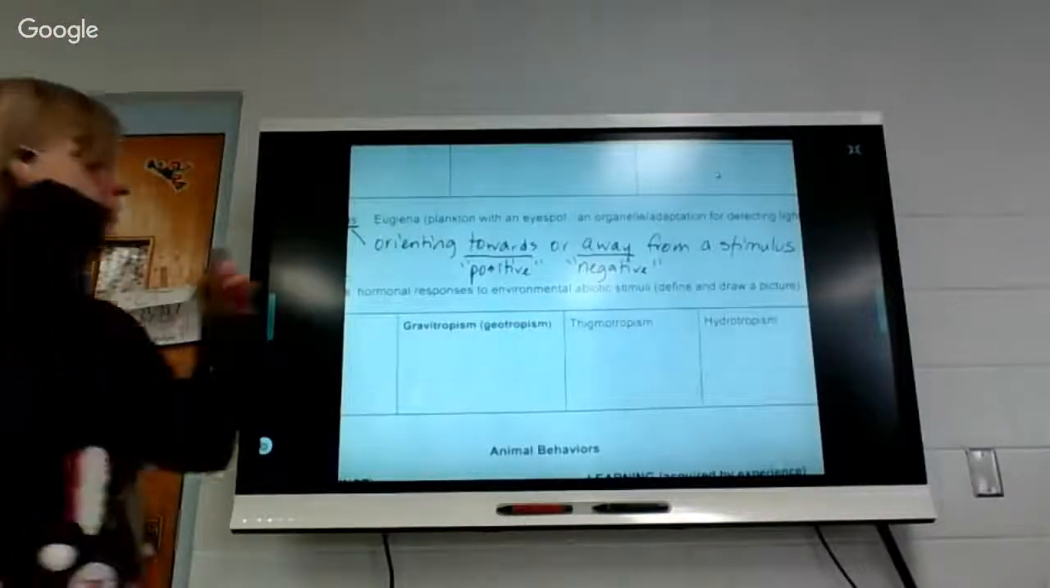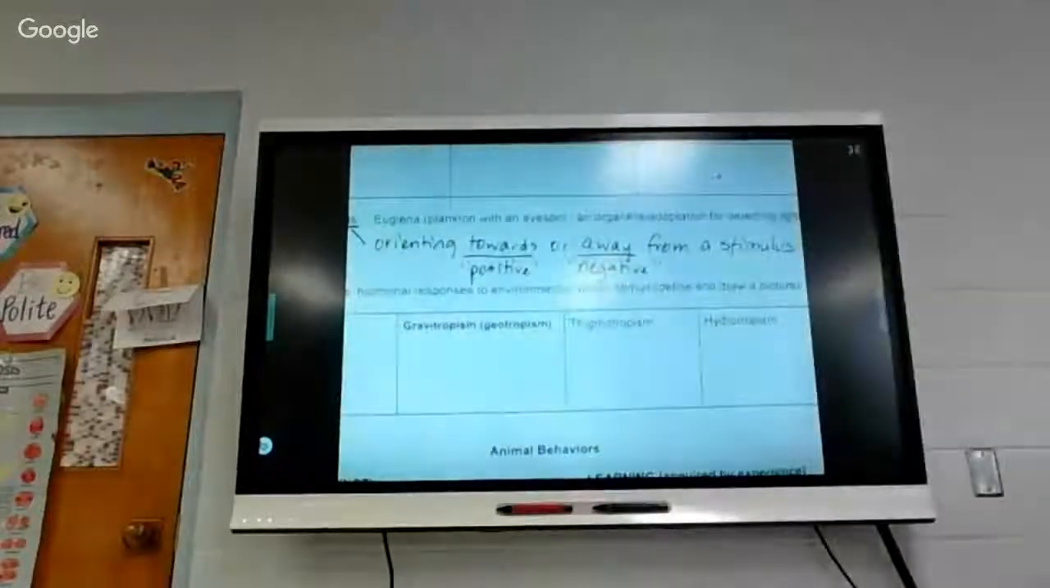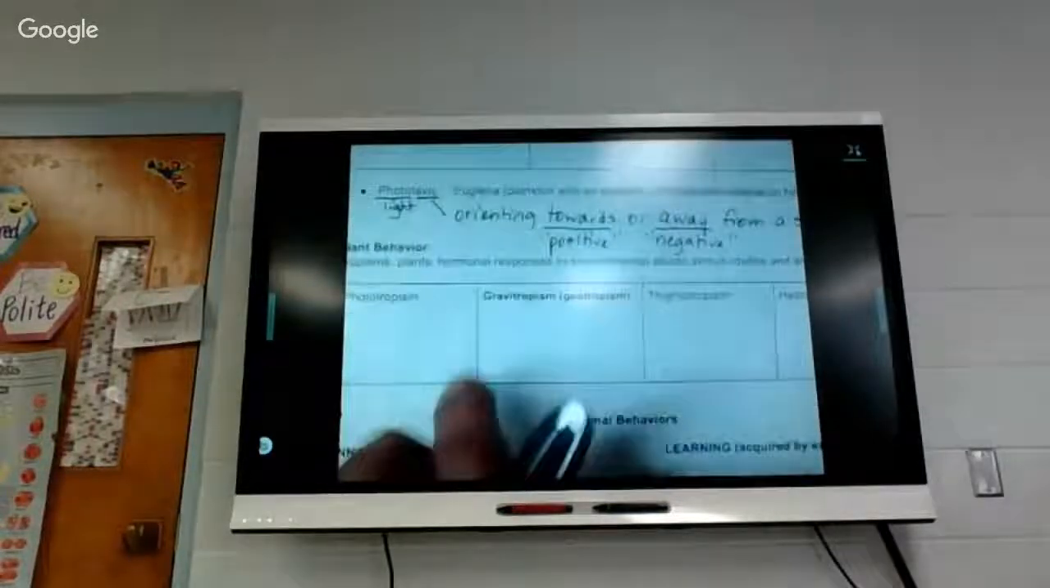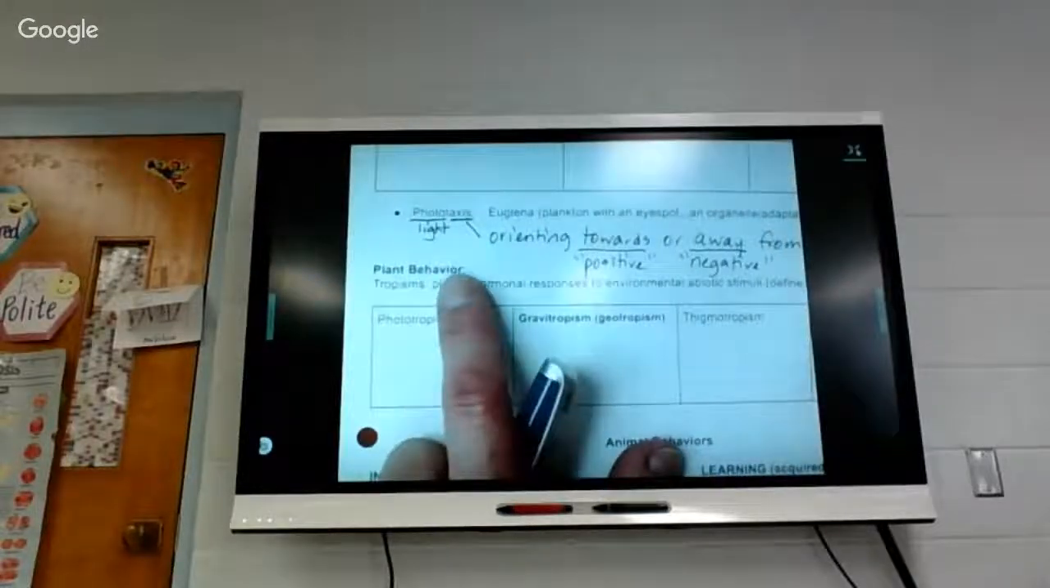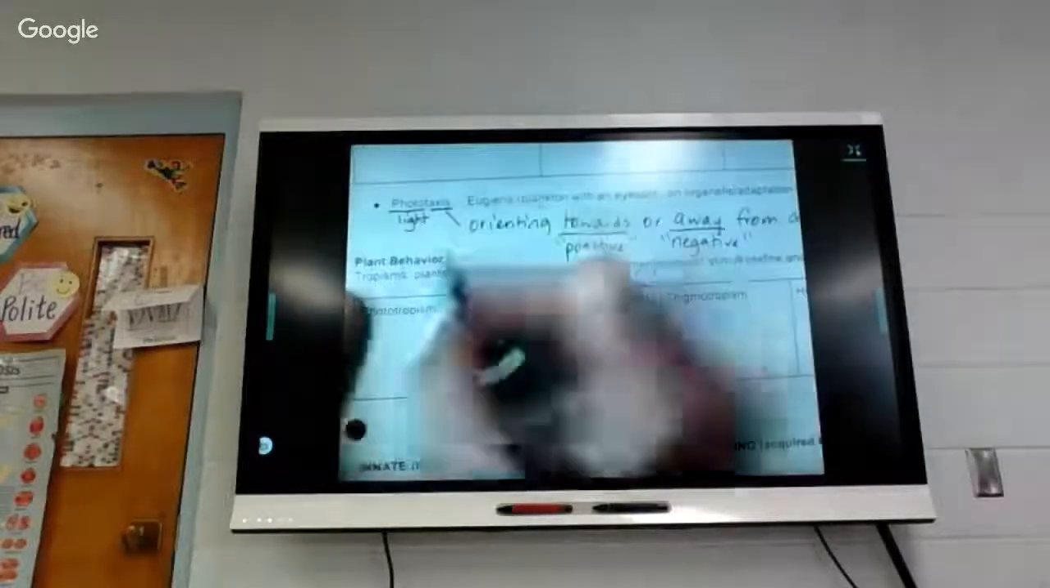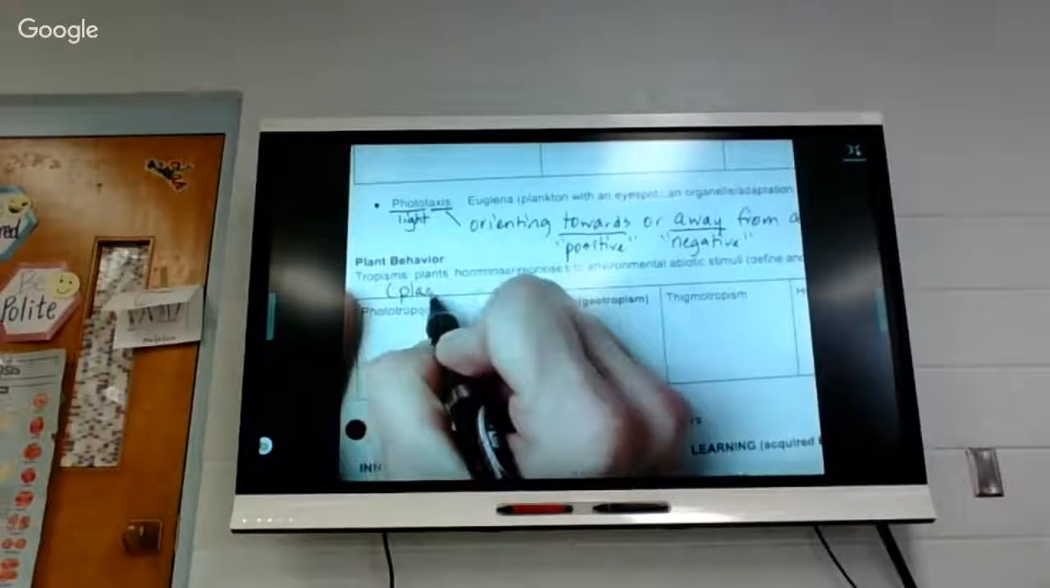Okay, but if I tell you that a euglena has chloroplast, why would it make sense that it wants to swim towards the light? To make food. Yeah. What's cool about the euglena is if there's no light, it can eat too. So it's kind of one of those weird protists. So if we go back, tropisms is actually plant taxis.